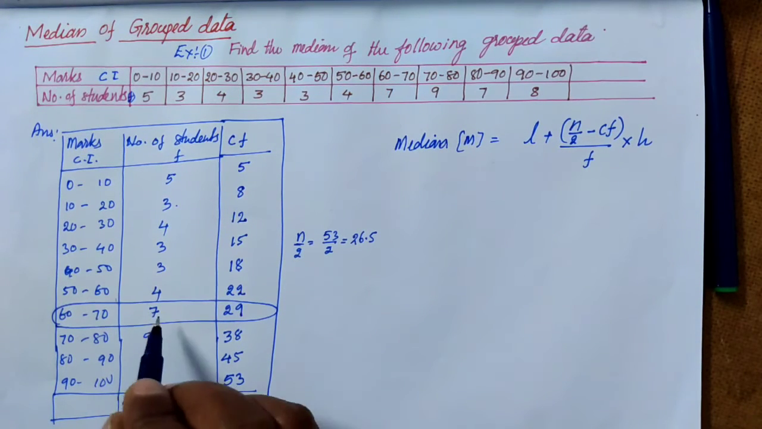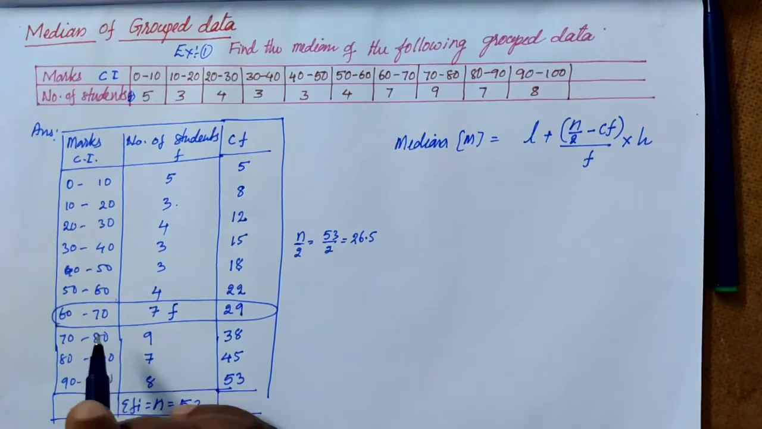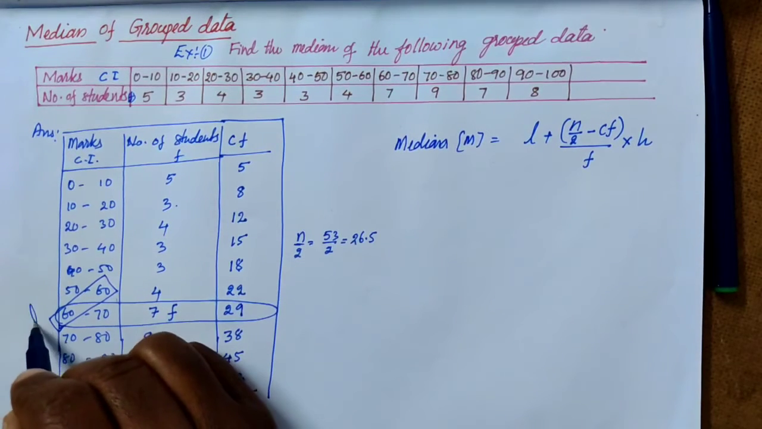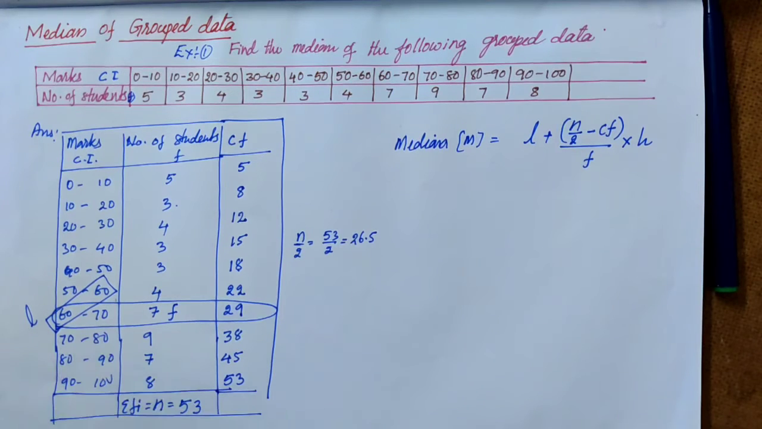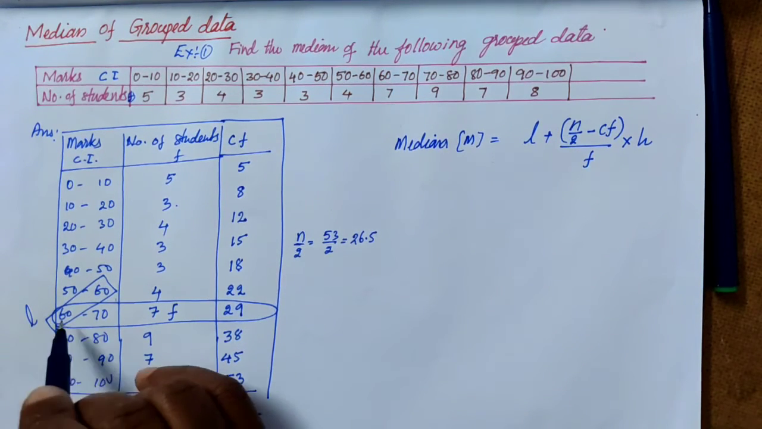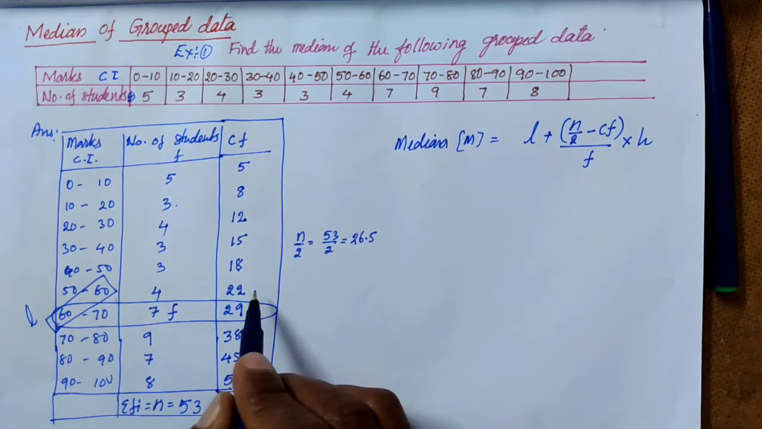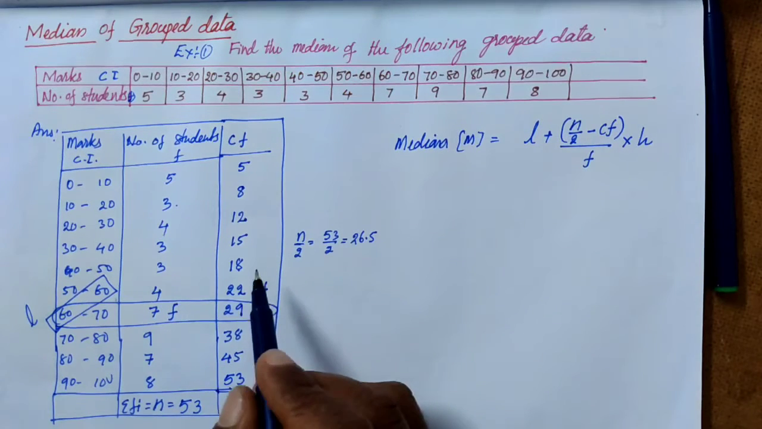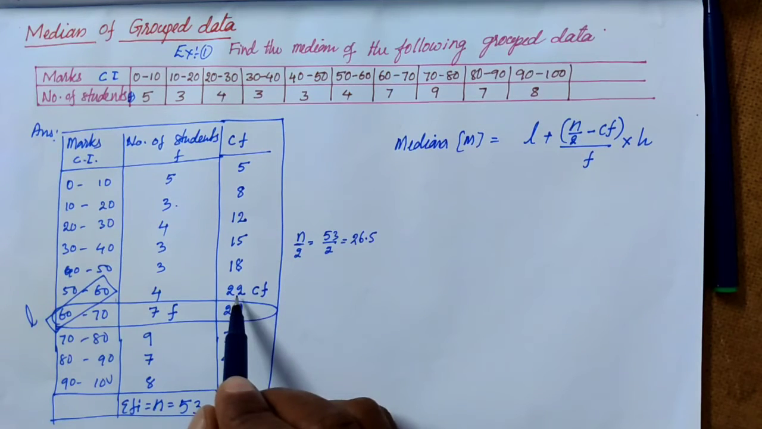Okay, so this is the frequency of the median class, and this is the lower boundary of the median class. So the average of 60 and 60 gives L, the lower boundary of the median class. And what is the CF, cumulative frequency? This 22 is the cumulative frequency.